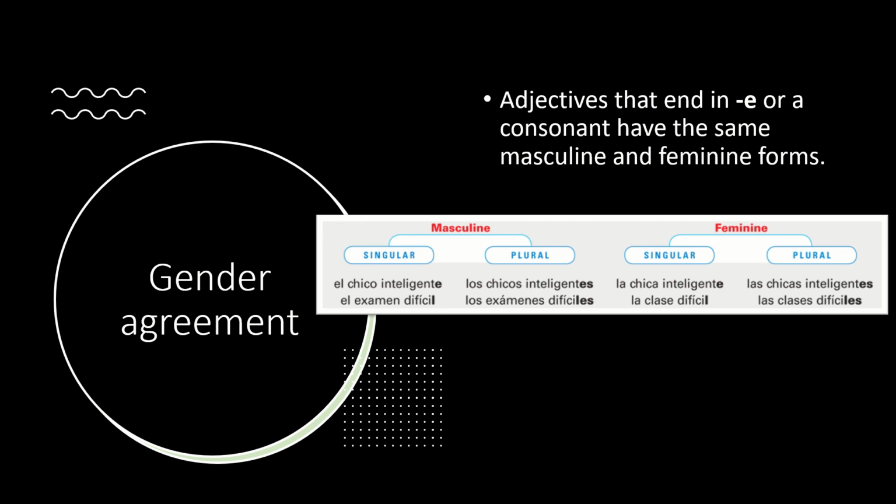So you'll see here that we have the example of difícil. Difícil means difficult, and we use difícil both for singular masculine and singular feminine. If we want to make it plural, we add an ES to the end, and it becomes difíciles. And we will use difíciles for both masculine and feminine plural. So difícil would be used for both masculine and feminine singular, and difíciles would be used for both masculine and feminine plural.